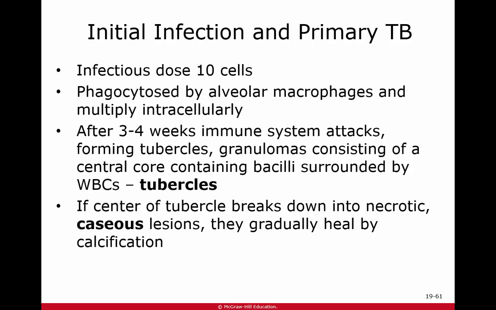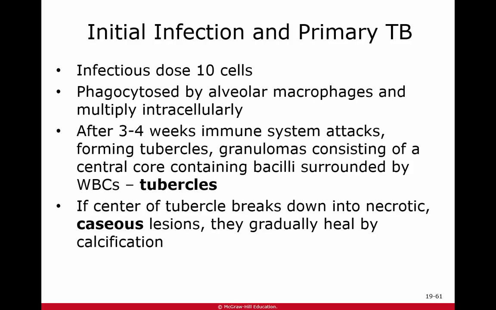Or not worry, but this is why we're concerned when you find out that somebody has tuberculosis if they have been around large numbers of people. Because it only takes 10 cells for an infectious dose. So remember that these are going to be phagocytized by the macrophages that are in your alveolus, in your lungs.